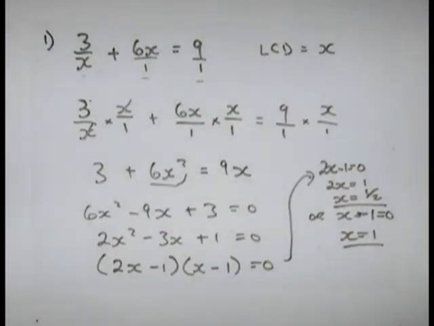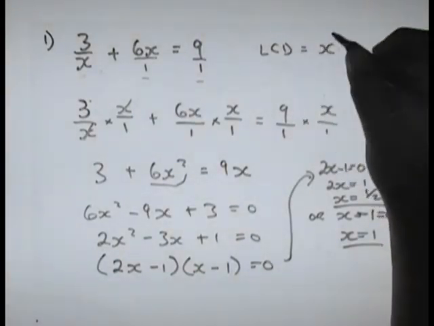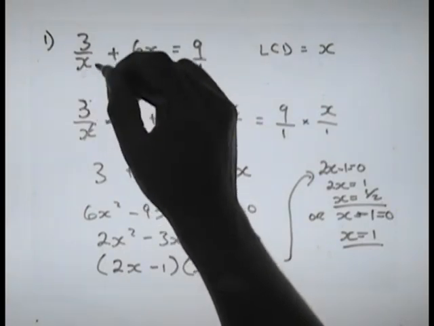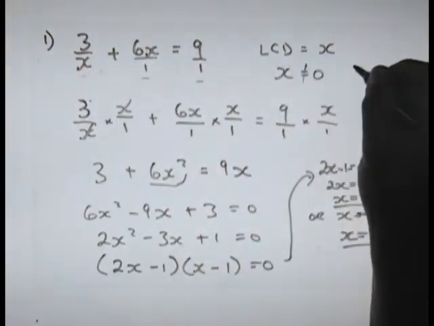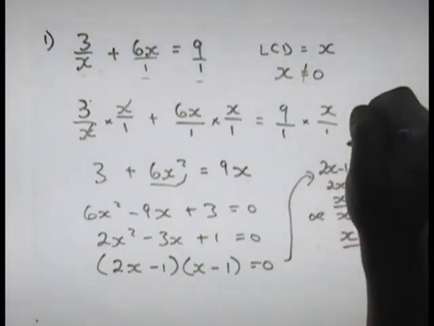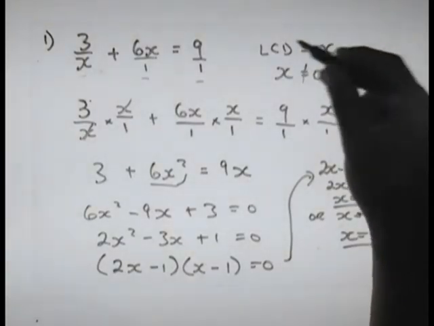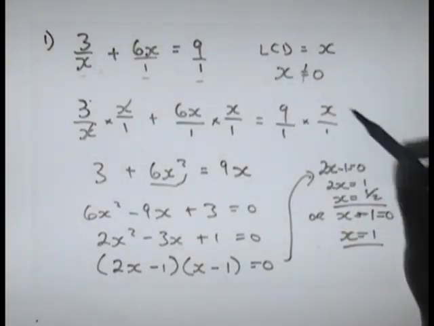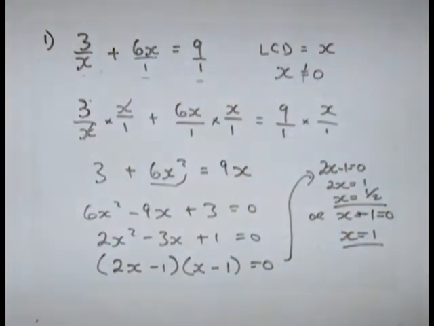Slight problem though. My LCD is x. Now remember that my denominator in any fraction cannot ever equal 0. That means in this case x cannot equal 0. In fact, I would prefer it if you stated that restriction at the start. Do both of these obey that? Yes, they do. That means that these are the two possible x values.